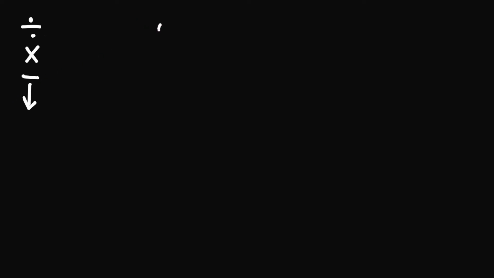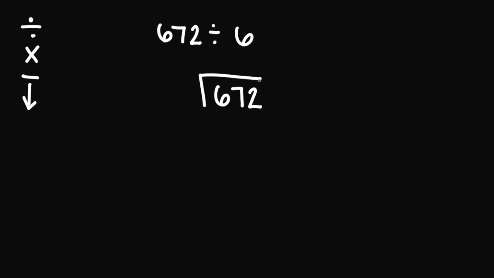So we have 672 divided by 6. So you're going to have the 672 inside your division sign, and this is your dividend, and then your 6 out here. All right? So first thing we're going to do, 6 goes into 6 how many times? 1 time. So 6 times 1 is 6. And now I'm going to subtract. 6 minus 6 is 0, and now I'm going to bring down my 7.